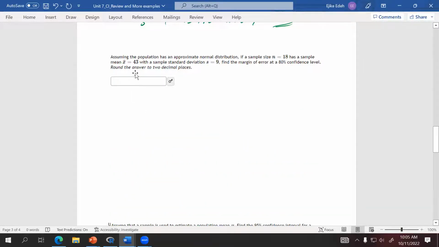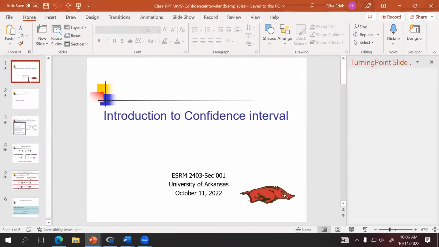So the next question says, assuming the population has an approximate normal distribution, okay, that's the way we would have said, assuming a population. If a sample of 18 has a sample mean of this and a sample standard deviation of this, find the margin of error at this value, okay? So I think at this time I should just go to the slide and introduce just that a little again.